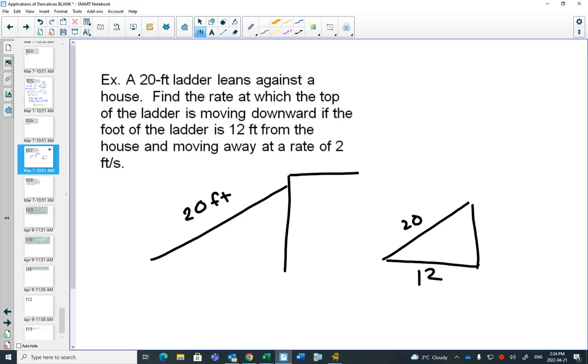Well, let's get some variables here. We have this we can call x, this we can call y. And x is a function of time, and y is a function of time. Z is constant. It's always 20. So at the exact moment that it's 12, you decide, I should really do the calculus here to figure out how fast it's falling. Could just use trigonometry. We'll see.